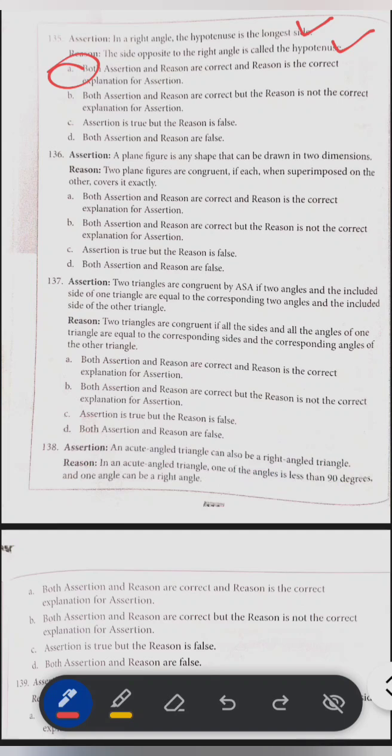Now a plane figure is any shape that can be drawn in two dimensions. Correct. Two plane figures are congruent if each, when superimposed on the other, covers it exactly. Yes, that is also correct. So here option B.